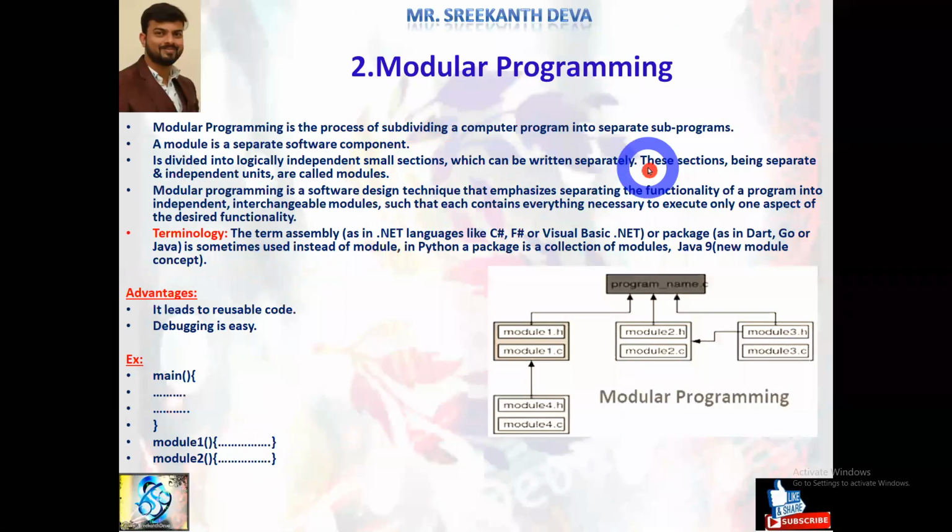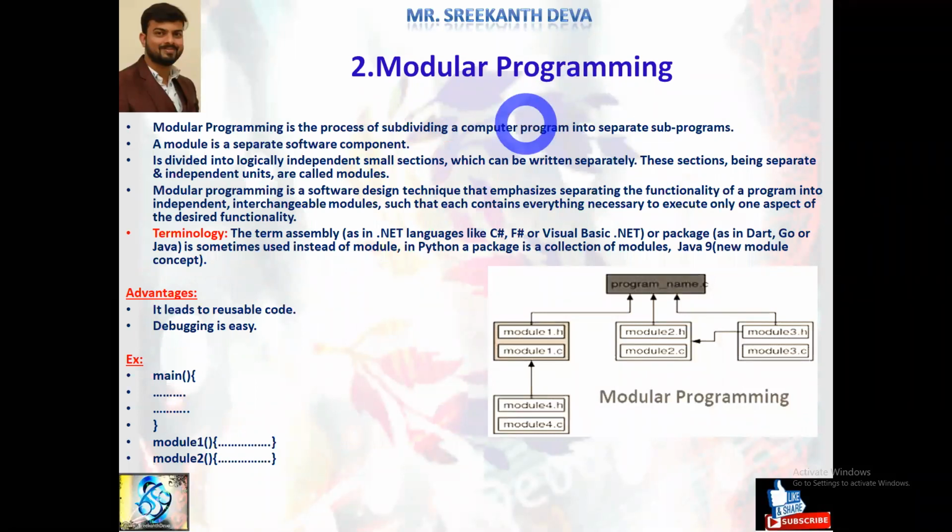The second one, modular programming. See, what is modular programming? Modular programming is a process of subdividing a computer program into separate sub programs. A module is a separate software component. It can often be used in a variety of applications and functions with other components of the system. Similar functions are grouped in the same unit of programming code, and separate functions are developed as separate units of code so that the code can be reused by other applications.